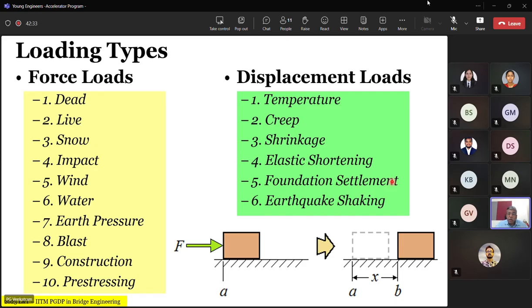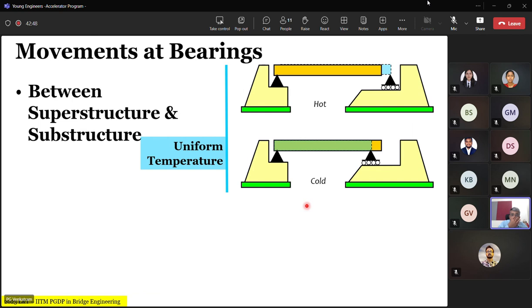So we know all the types. We recap all the types of force loads, from dead load to pre-stressing load, and displacement load, from temperature to earthquake load. All of them need to be accommodated in some form of deformation or other, right? Therefore we come to the important concept of movement at the bearing.